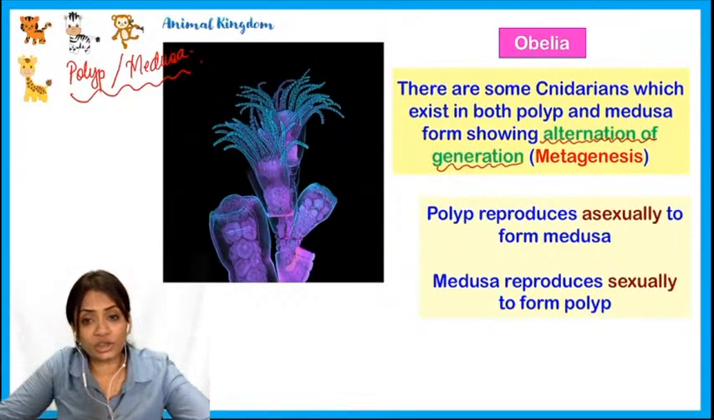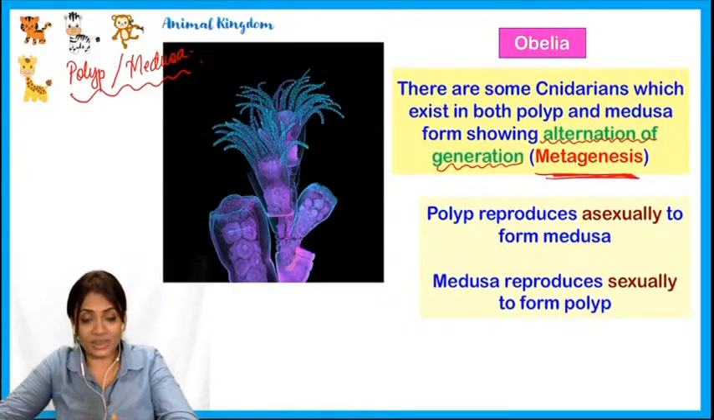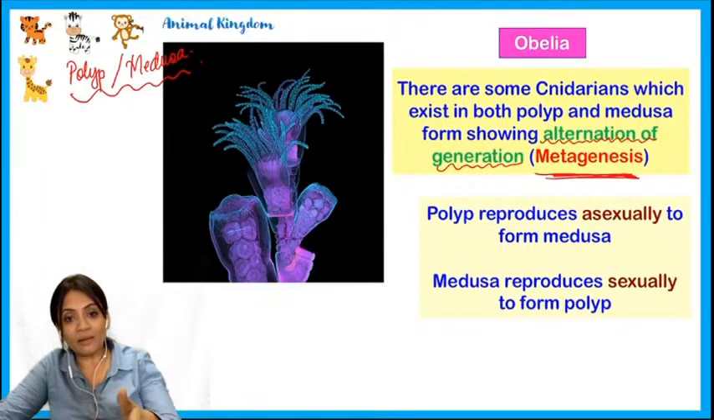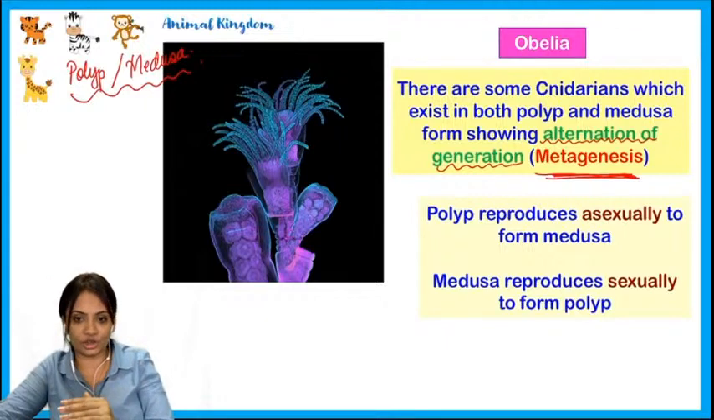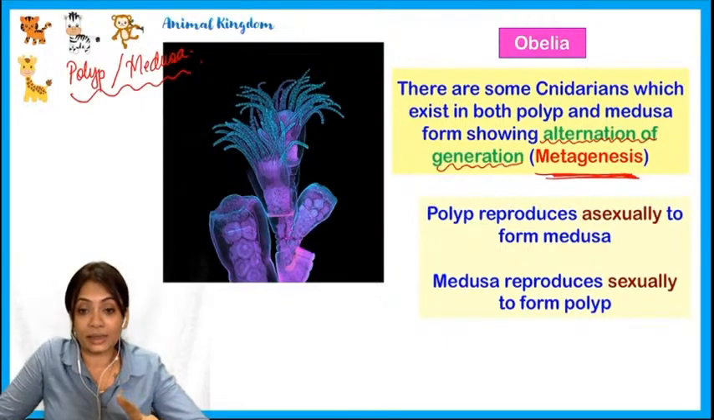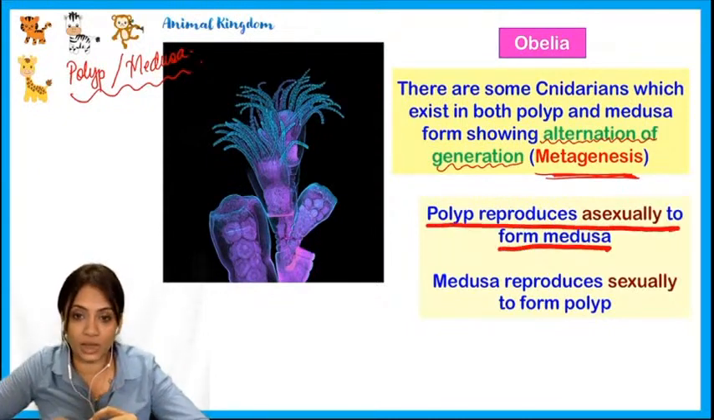Okay, alternation of generation also means metagenesis. It can also be called metagenesis. What's the meaning of metagenesis? Alternation means polyp, then medusa, back to polyp, back to medusa. This is what I'm talking about, alternation of the generations. So what happens? Let's read these two sentences together. First sentence: polyp reproduces asexually to form medusa.